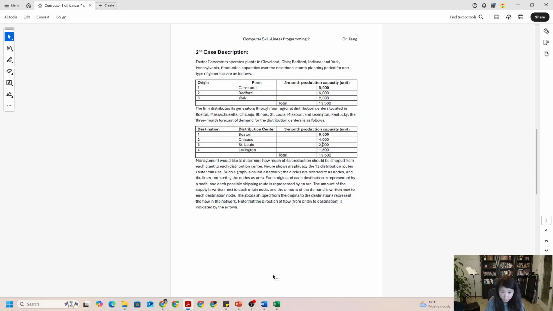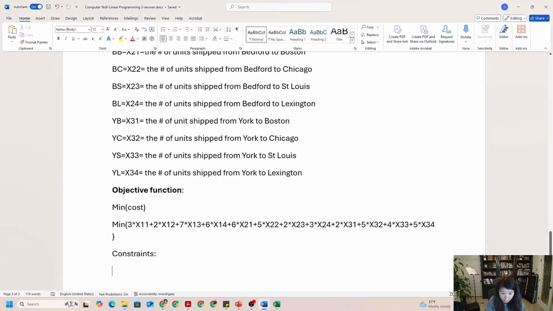Okay, so let's list all the capacity constraints together. First, everything coming from Cleveland. The reason I like the notation is because Cleveland is the origin, basically the first origin, so every subscript 1 means coming from Cleveland. Therefore x11, x12, x13, x14 added together has to be smaller than 5,000. So this is the Cleveland constraint: x11 plus x12 plus x13 plus x14 has to be smaller than or equal to the production capacity.